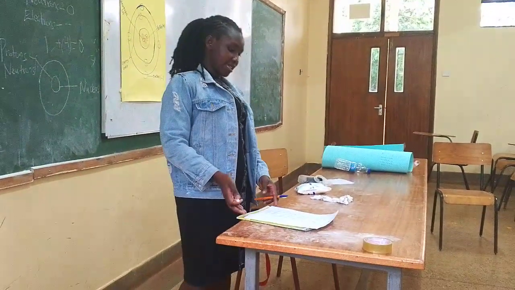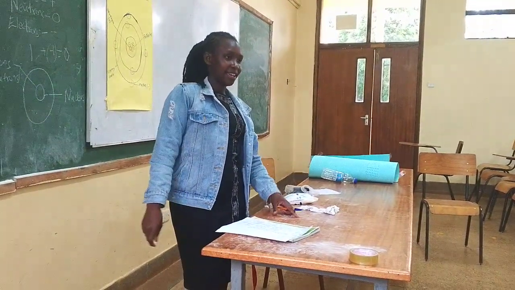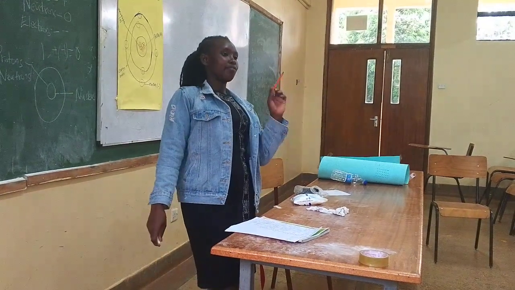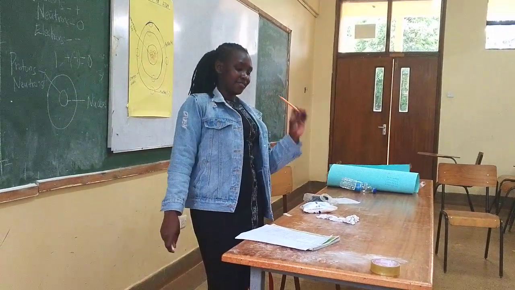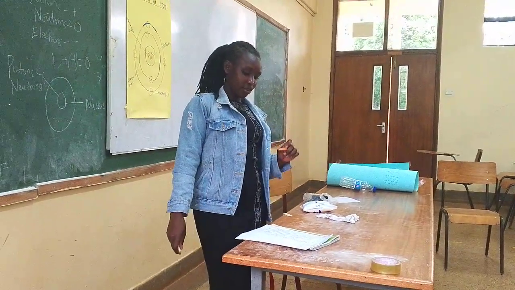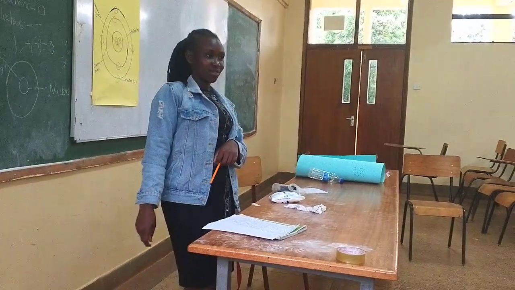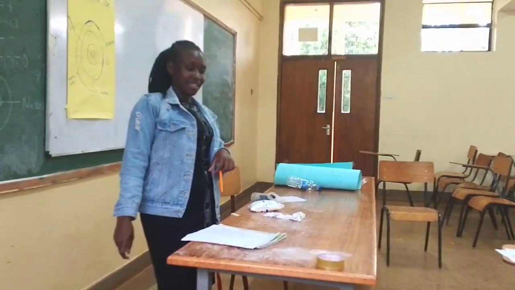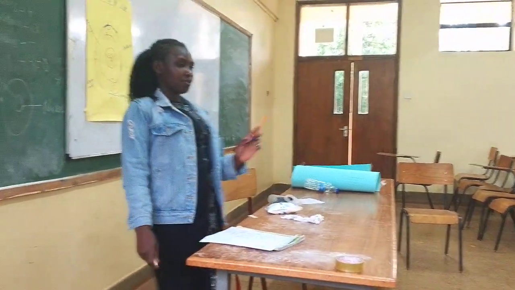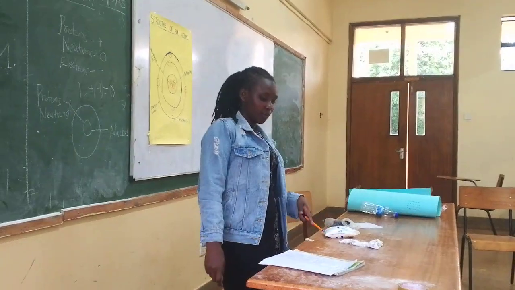Then sodium has 11 protons and 12 neutrons. What's the mass number? Mass number is the sum of protons and neutrons. So as I've said, sodium has 11 protons and 12 neutrons. What's the mass number? You add the 2. It's 23. Then, helium has 2 protons and 2 neutrons. What's the mass number? That's 4.